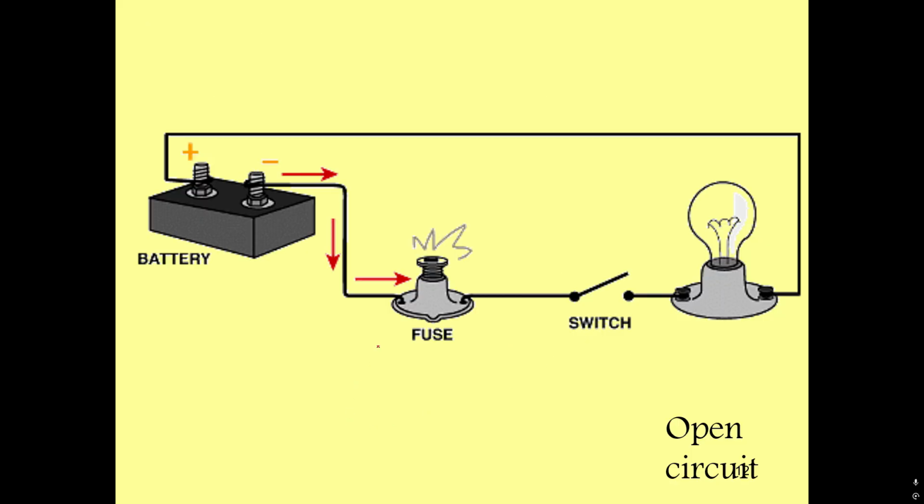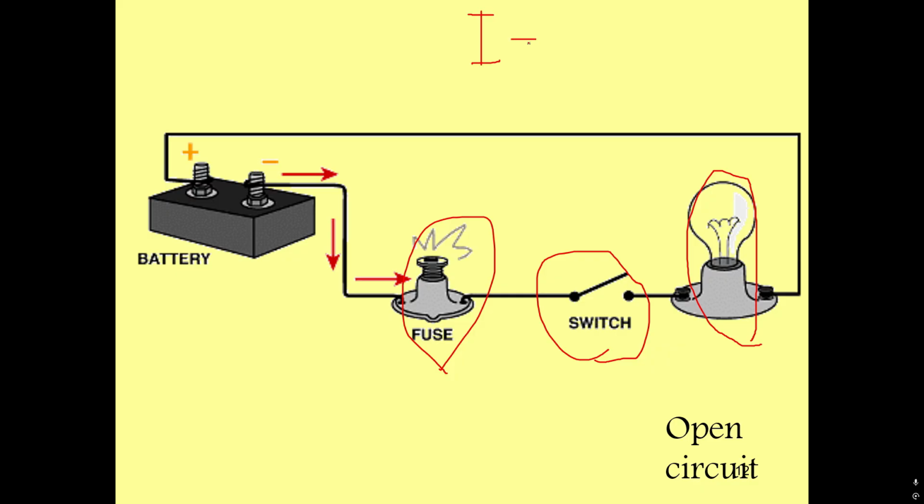Another example, here we have a battery, we have a fuse to protect the circuit, you have a switch but it is open, you have the load which is the bulb. Since the switch is open, current is not there, current is 0. Okay, so it is an example of open circuit.